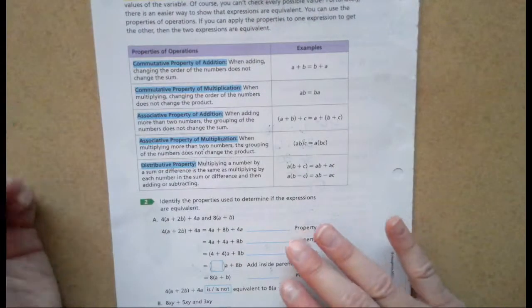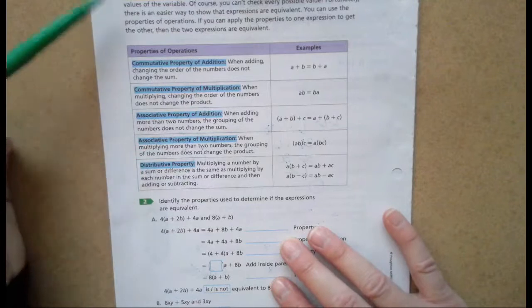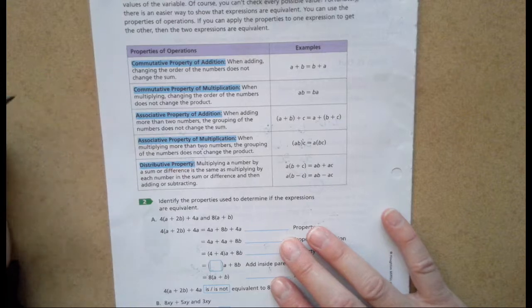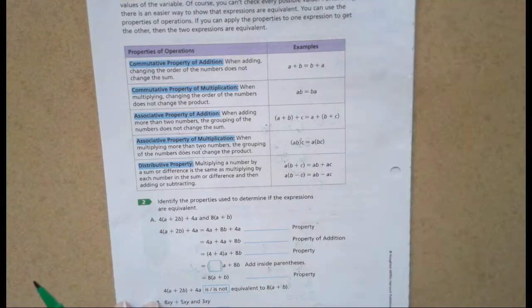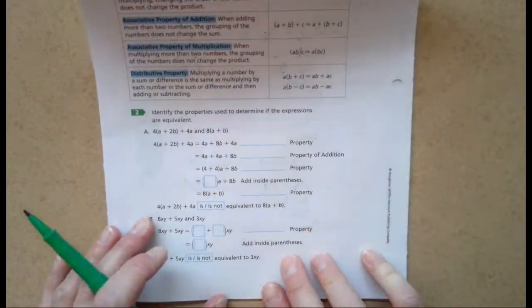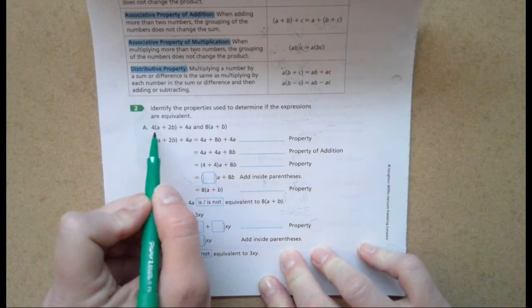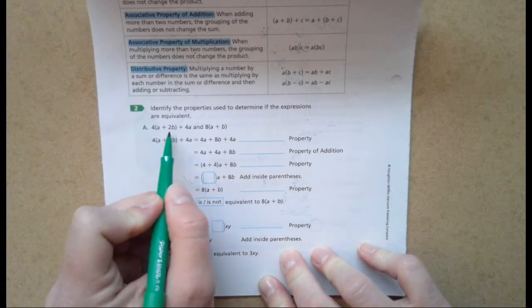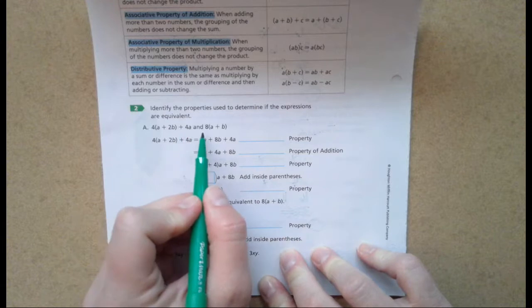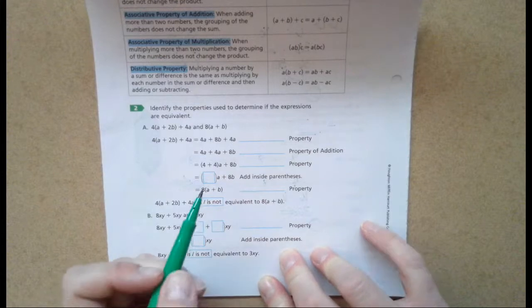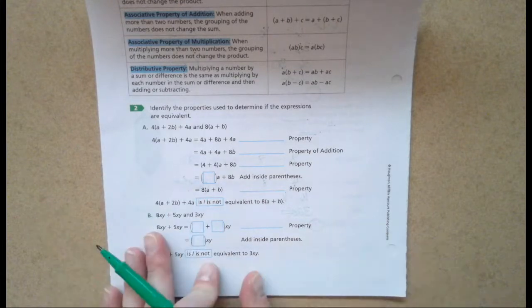Alright, equivalent expressions. And guys, these are all words that you will have in your vocabulary, the various properties. And these are going to come in really handy for what we're doing coming up. So, identify the properties to determine if the expressions are equivalent. So, let's see here. We have 4, then inside the parentheses, a plus 2b plus 4a. And 8 is on the outside of the parentheses, a plus b. So we have to figure out if those are equivalent expressions.